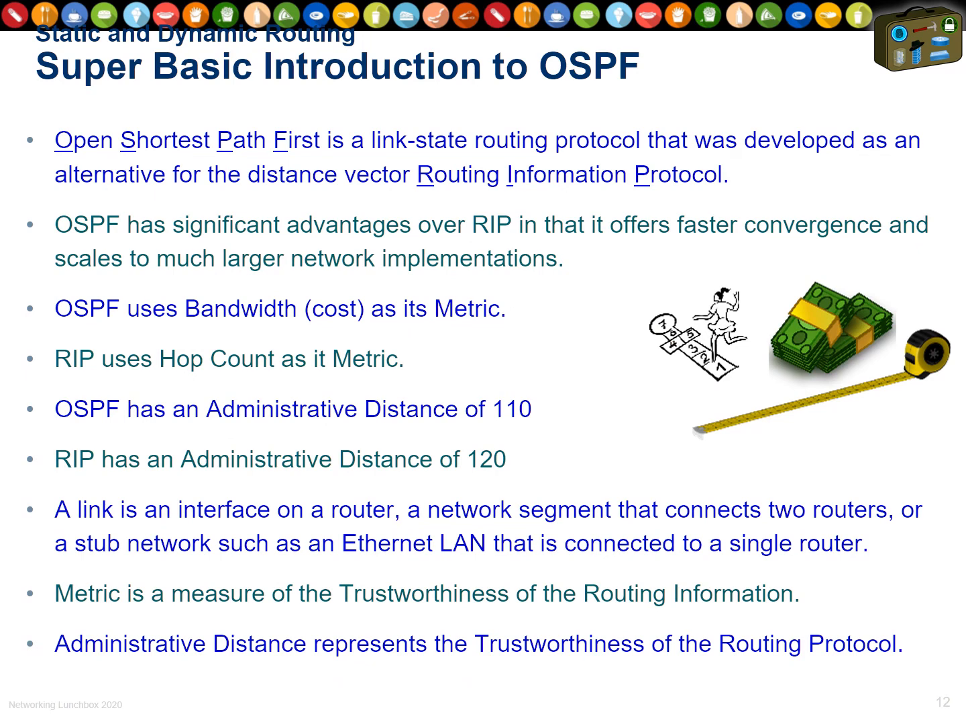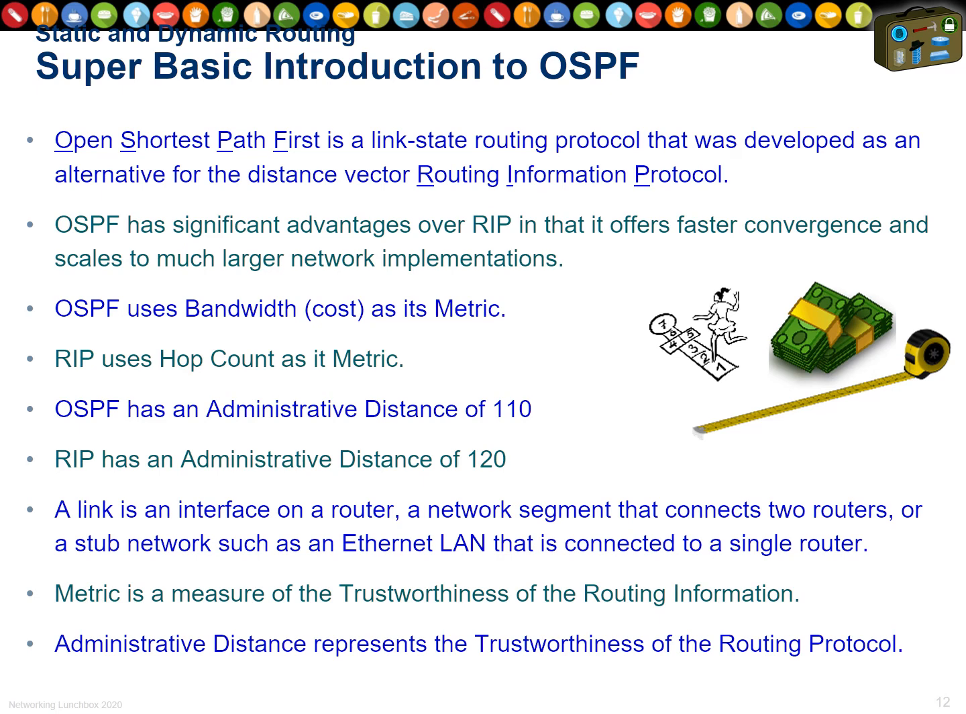So, a super brief introduction to OSPF. OSPF is link state, RIP is distance vector. OSPF is far more powerful than RIP because it's got a lot of extra information. It's event driven and it can see the whole network as a whole, and the convergence time is almost instantaneous. OSPF uses the bandwidth or cost as its metric, RIP uses hop count.